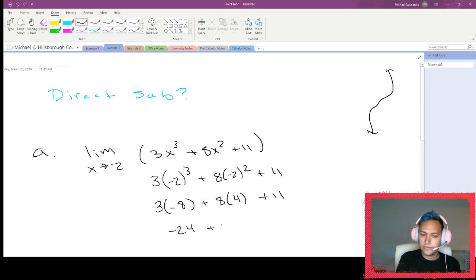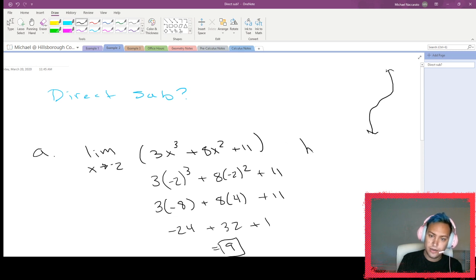Here, 8, 16, 24, 32. And over here is 11. I add that together, and when I add that together, I get positive 9. So I would say that yes, the limit here can be found through direct substitution, and the limit as x approaching -2 of this function is 9. Now I did do a part B here so that we could see another type.